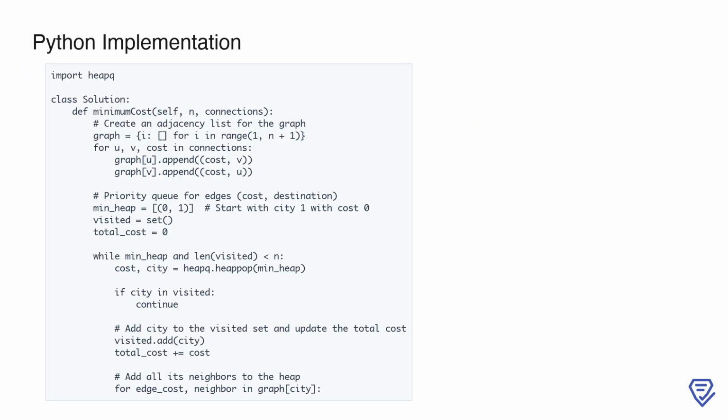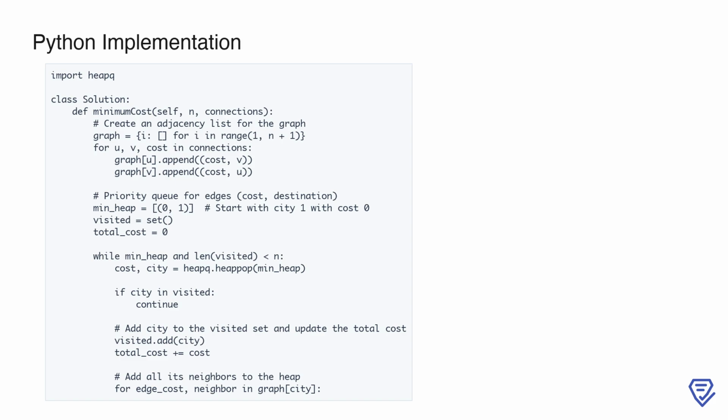To tackle the problem of connecting cities with the minimum cost, we start by creating a graph representation using an adjacency list. This helps us organize the data where each city is a key, and its value is a list of tuples representing neighboring cities along with the cost to connect to them. We initialize the adjacency list for all cities from 1 to n, and then populate it with the given connections. Each connection specifies 2 cities and their corresponding cost, so we add this information for both directions since the graph is undirected.